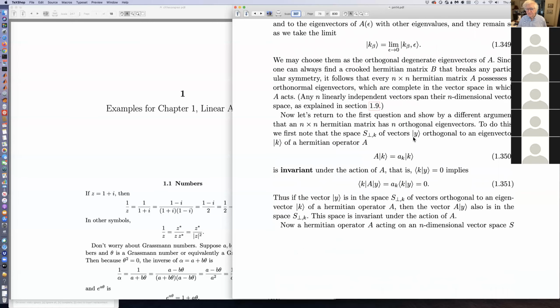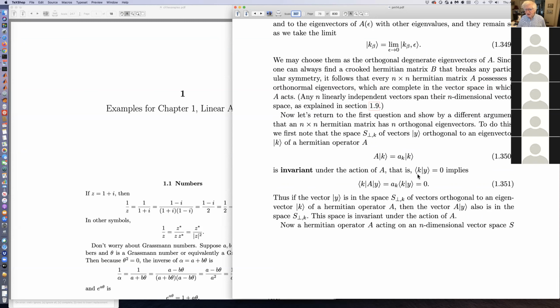If we go back to the first question, we can show by a different argument that an n by n Hermitian matrix has n orthogonal eigenvectors. This is a somewhat abstract proof. The idea is that we first consider the space of vectors y that are orthogonal to a particular eigenvector k of a Hermitian operator A. So k is an eigenvector of A, and what we notice is that this space is invariant under the action of A.